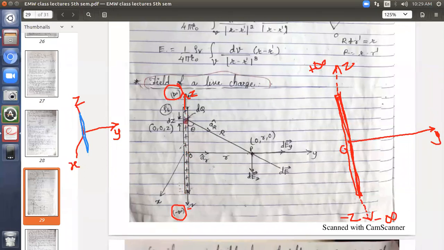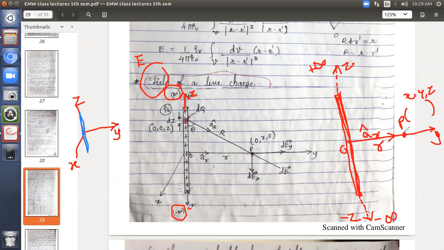Then next we need to find field capital E. To find capital E, I will take one point here, which is at a distance of small r from the origin. From the origin towards the P, the direction is like this. Hence, the position vector, so unit vector aR, will be in this direction. This is about point P. Now, what are the coordinates of this point? P has got three values, x, y, and z.